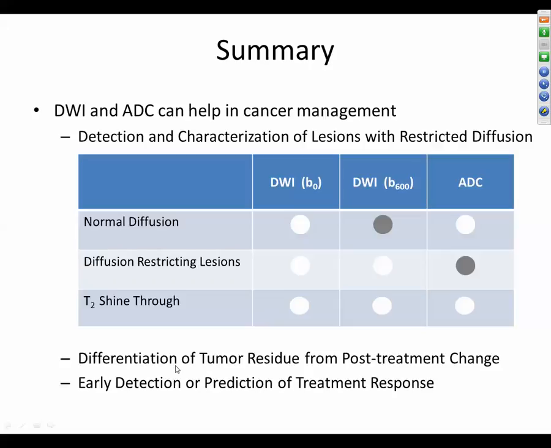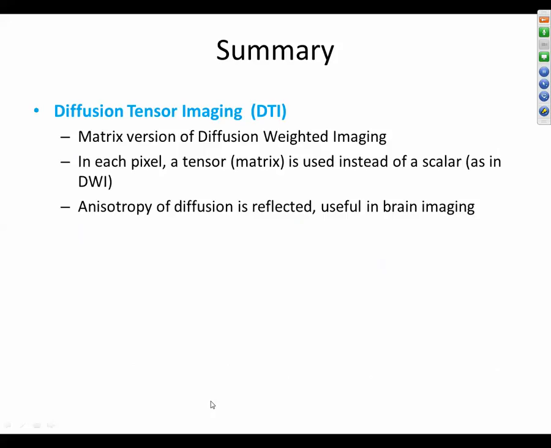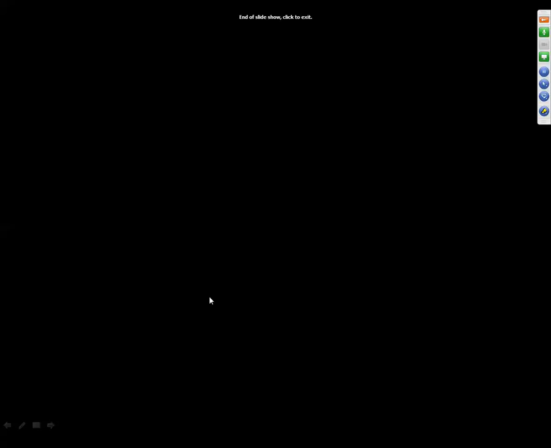DWI and ADC can be used to detect tumor residue versus post-treatment change, because one has restricted diffusion and the other does not. It can also be used for early detection or prediction of treatment response. This is a direction of research. DTI is a matrix version of DWI tracking the direction information.